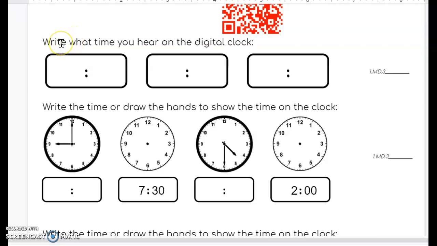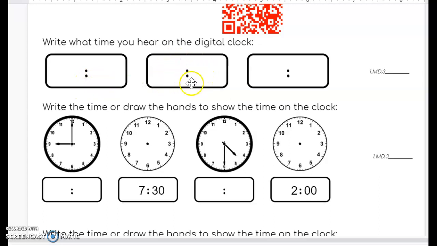For the first section, I'm going to tell you 3 times to write down. I'm going to put my mouse on the clock that you need to be writing the times in. For the first clock, you need to write 11:15. This clock should say 11:15.